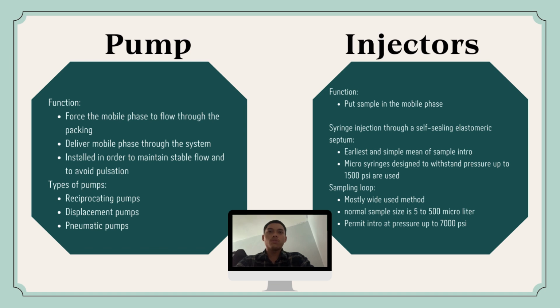For the injectors, the function is to put the sample in the mobile phase. The syringe injection is through a self-sealing elastomeric septum. It is the earliest and simplest means of sample introduction. There are also micro syringes designed to withstand pressure up to 1500 psi. And lastly, the sampling loop. It is the most widely used method. Normal sample size is 5 to 500 microliters, and it permits introduction at pressure up to 7000 psi.